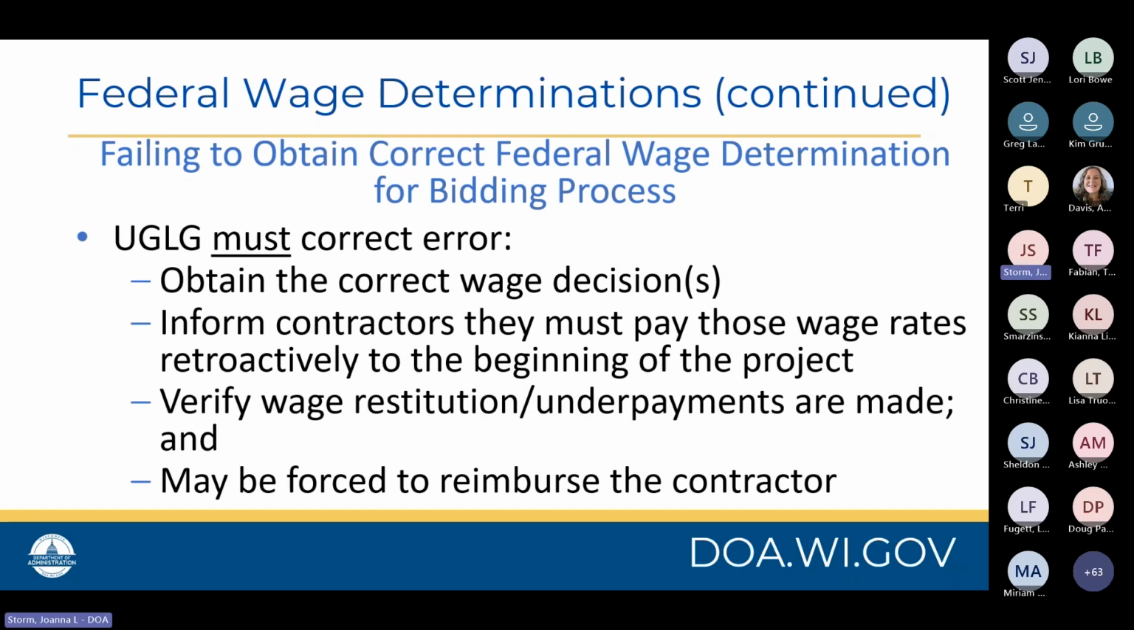Failing to obtain a correct federal wage determination for the bidding process can create quite a bit of headache. So you as the municipality must correct any errors. You'll need to obtain the correct wage decisions, inform contractors that they must pay those wage rates retroactively, if it applies, to the beginning of the project or the beginning of whenever the work occurred. And you also need to verify that wage restitution and underpayments have been made, along with potentially being forced to reimburse the contractor if the original contract does not cover those expenses.